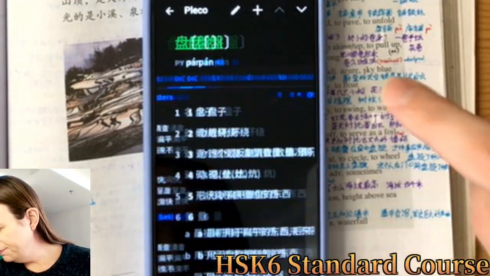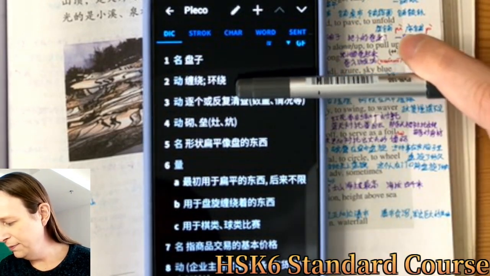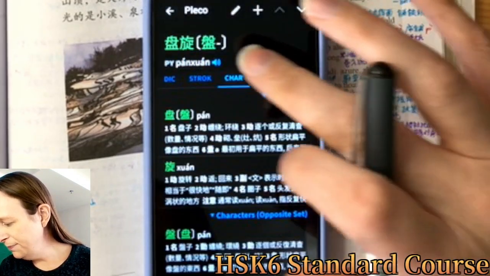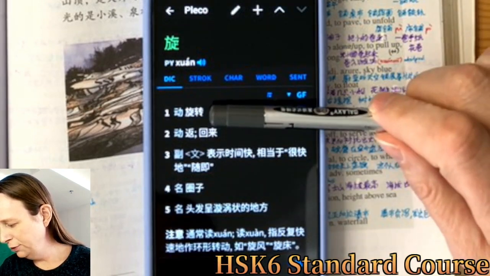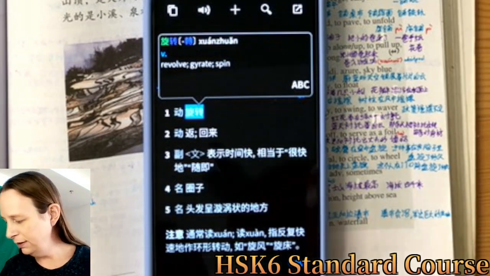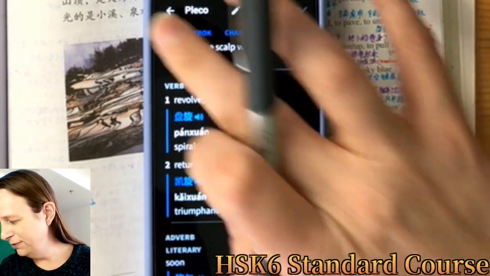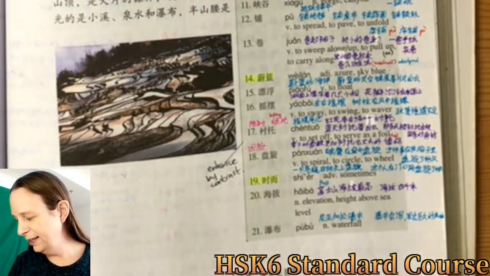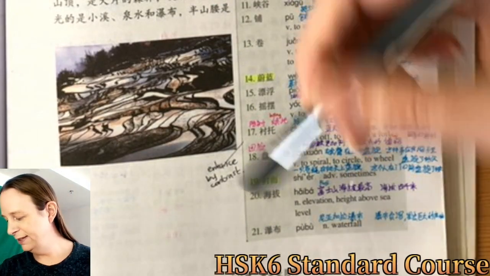Let's look at the characters. 盘. Yeah, it'd be this one. 缠绕, 环绕. Yeah. And 旋. 旋转. This one. Revolve. Yeah, revolve. All right. Coil and revolve. All right, that's 盘旋. There we go for time. 1 hour, 30 minutes. Next.